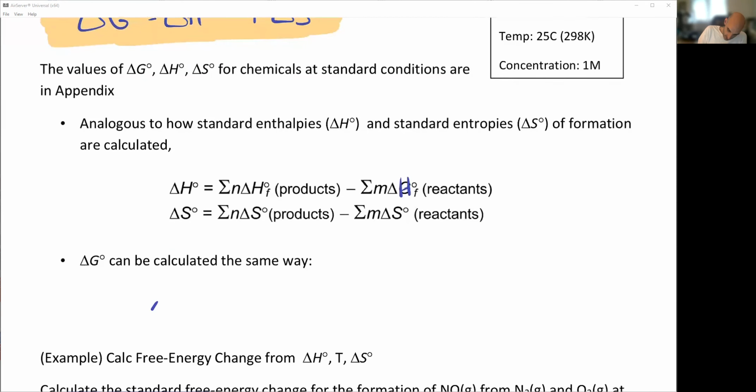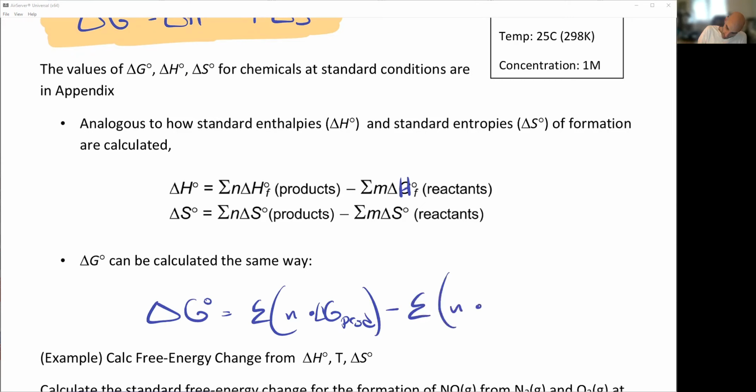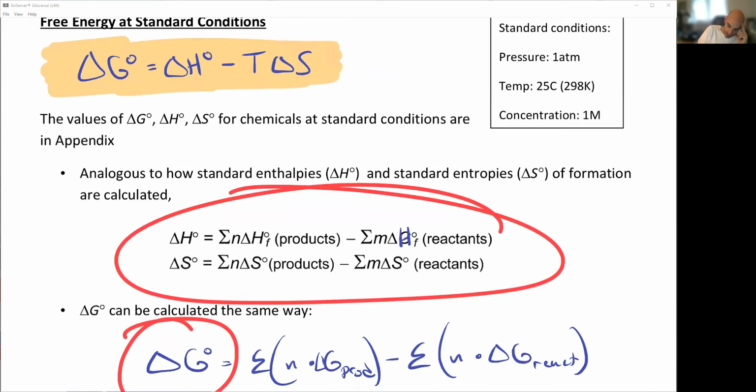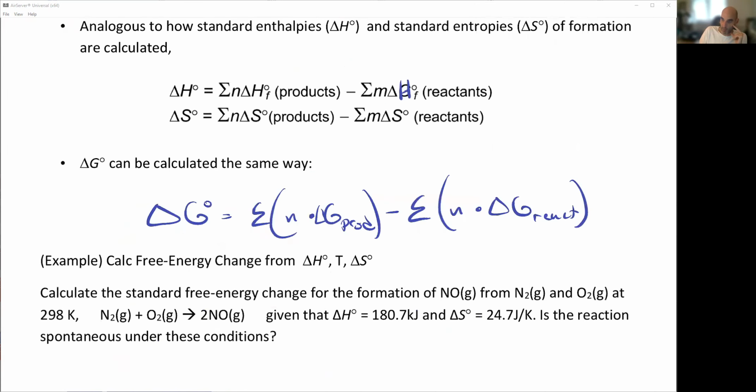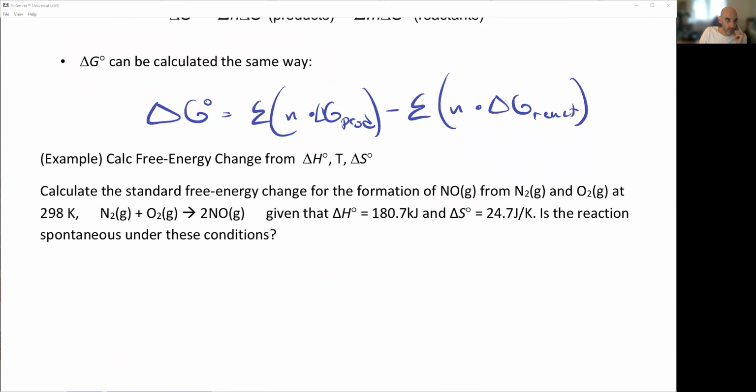So the other way that delta G can be calculated is delta G naught is equal to the summation of moles times delta G of products minus the summation of moles times delta G of reactants. So much like the others, I can get delta G this way, or I can solve for these and plug it into this equation to get delta G. So there's a couple of ways that we can actually get the delta G values. All of those appendix ones we can actually look up.